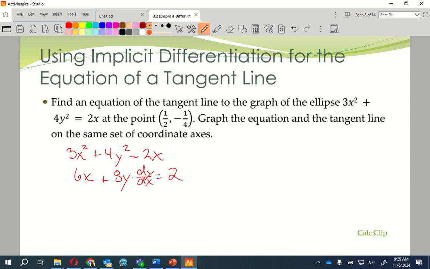Now, to go ahead and find the slope of this, or find the full derivative, what do I have to do? I have to do a little bit of algebra here, right? So I need to get what by itself? Get dy/dx by itself. Subtract 6x. 8y dy/dx equals 2 minus 6x. But wait, there's more. What do you got to do next? Divided by 8y. Excellent.